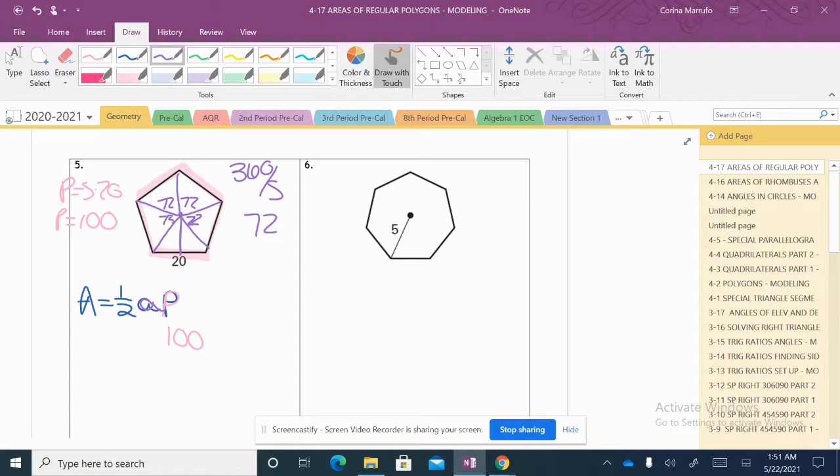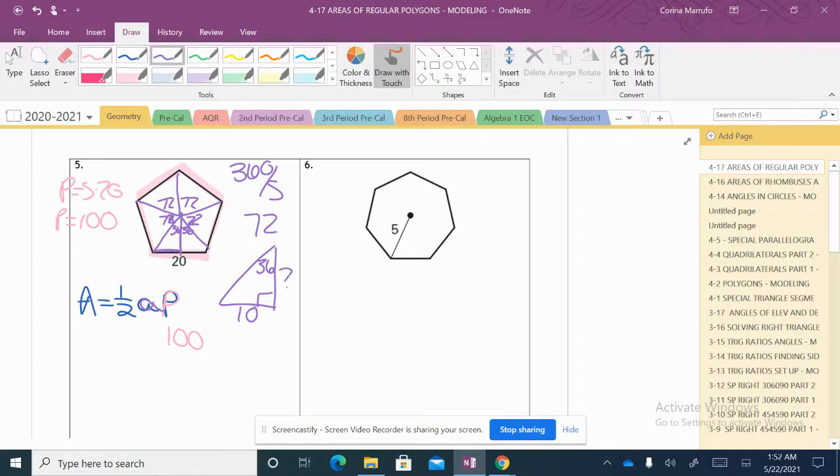72, except for this one, because I cut it in half by the apothem. I'm going to cut that in half. That means each side is 36. Okay, so I'm going to draw my triangle here to the side, just so I don't get anybody confused. This is 36. Instead of this being 20, the half of it, this little section is 10, okay?